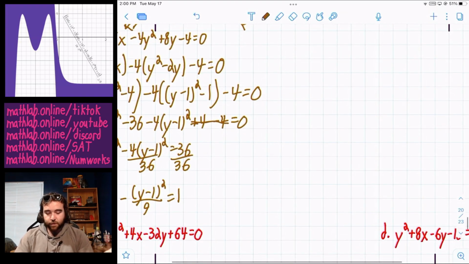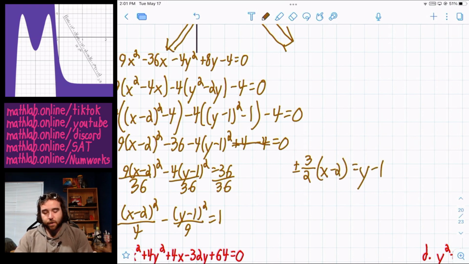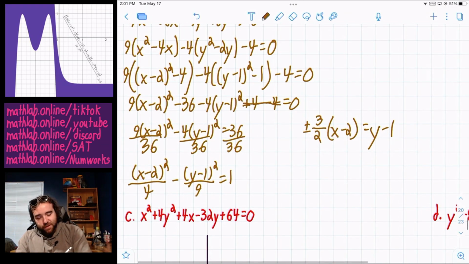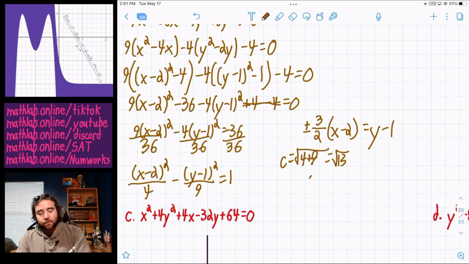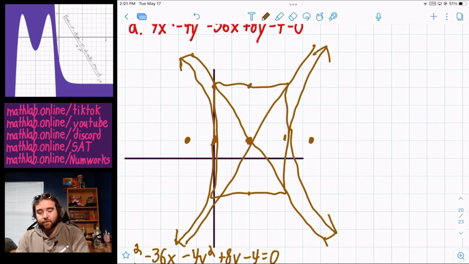So then we can write our asymptote equations. It's going to be plus or minus our y over our x times x minus 2 equals y minus 1. Excuse me. And then we can get the c value. So c is the square root of 4 plus 9, which is root 13. So that means the foci are 2 plus or minus root 13, comma 1. Root 13 is roughly 3.5. So we'll come up here and we'll go from the center about 3.5 this way and about 3.5 that way.